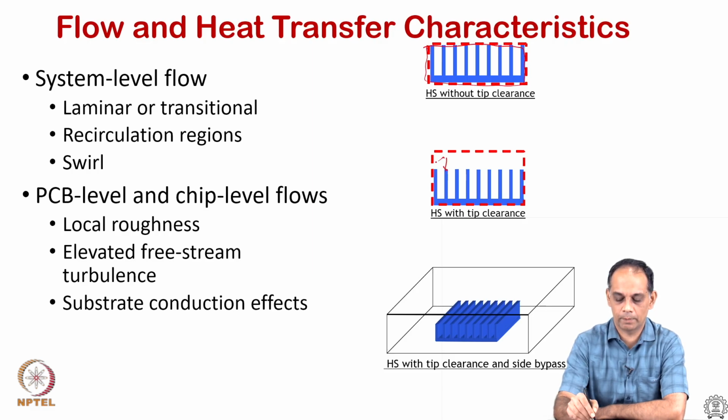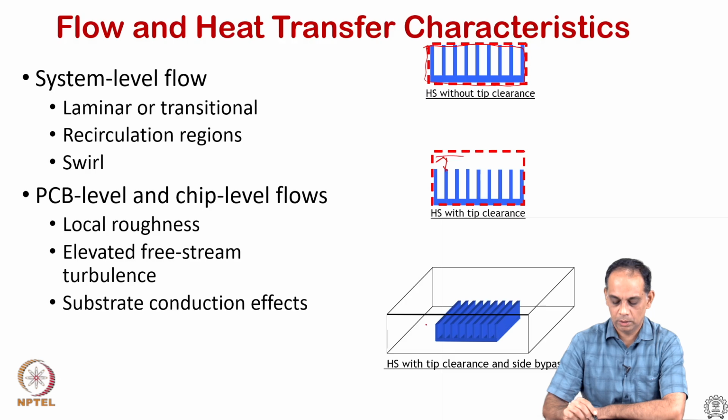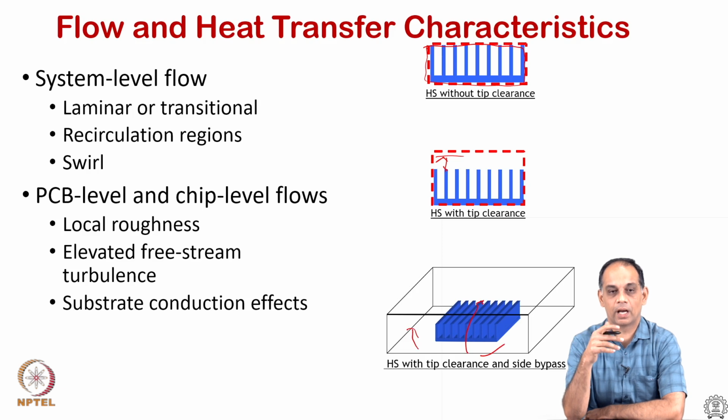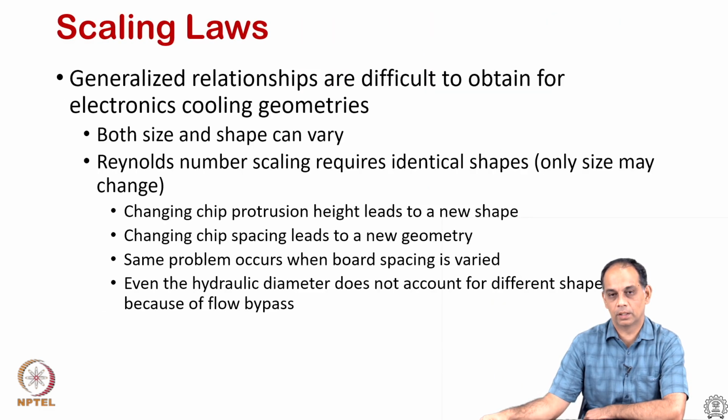When there is a small air gap, which is common, it is called the tip clearance, and the top plate can be called a shroud. And in telecom circuits, this is common, there is airflow through the sides and on the top. These are called side bypass with tip clearance, and you can have transitional flows, recirculation regions, and swirl flows, because a fan will induce a certain swirling motion and elevated free stream turbulence and so on. So, one has to account for all these characteristics when discussing heat transfer problems.